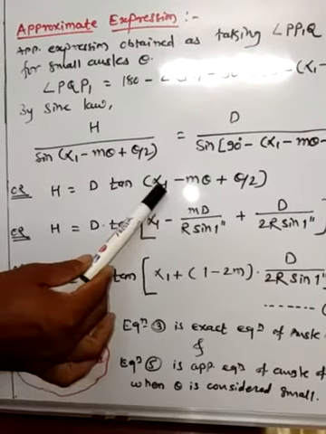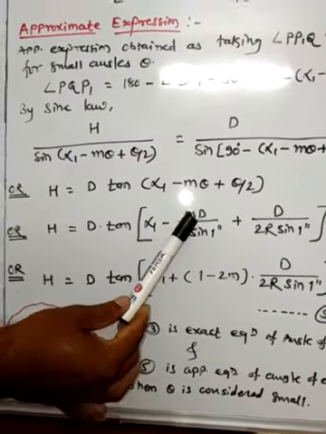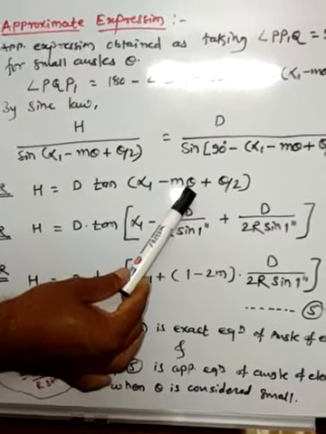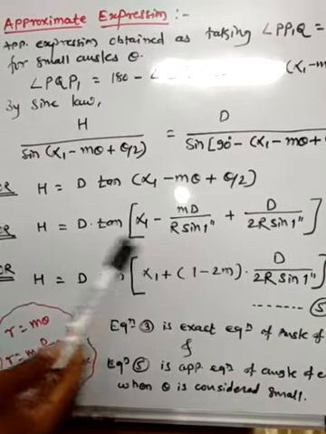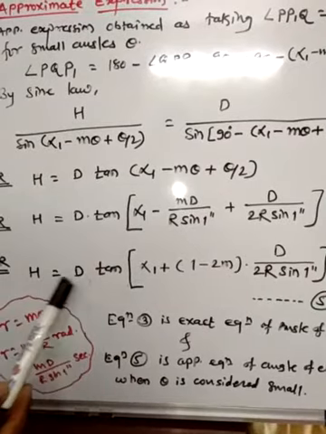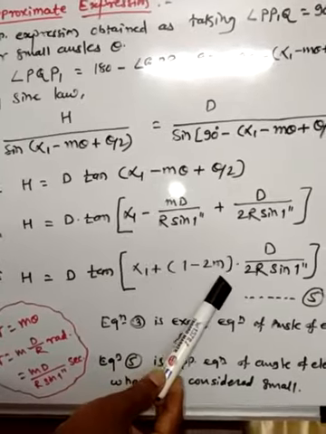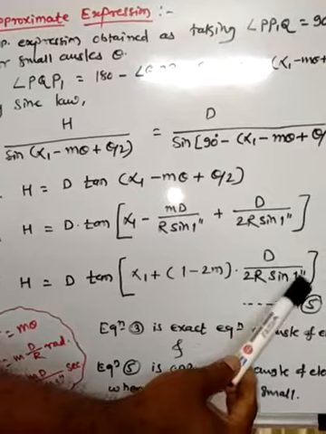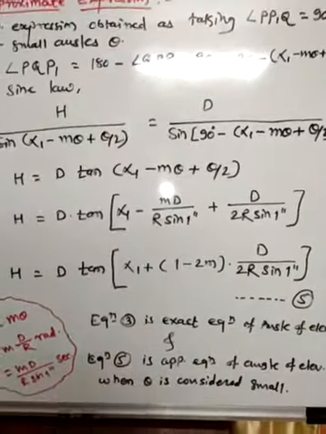Again, this equation can be written in the form of radians to seconds, where theta equals D upon r radians, and it will be converted into this form. So we get the final equation: H equals D times tan of (alpha 1 plus (1 minus 2m) times D divided by 2 times r sine 1 second). So this is the fifth equation, the approximate equation.